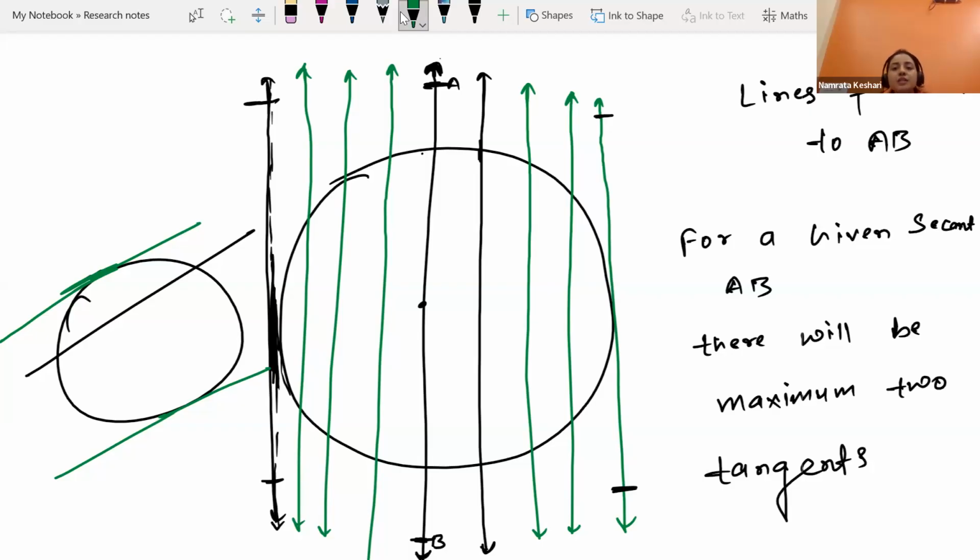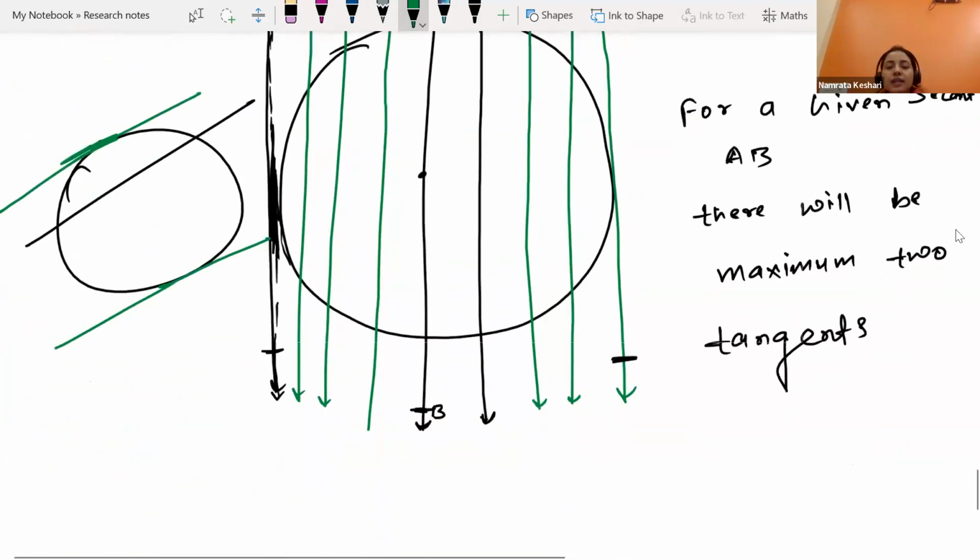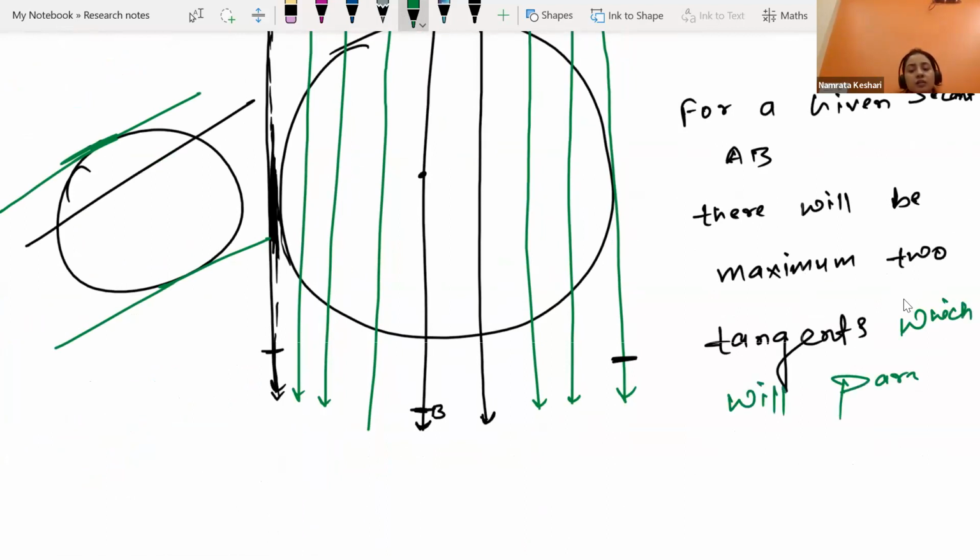Getting it, Galvin, Fazan? If we have a secant and want to check how many tangents can be drawn parallel to the given secant, we can only draw a maximum of two. Yes, ma'am. So for a given secant there will be a maximum of two tangents which will be parallel to AB.